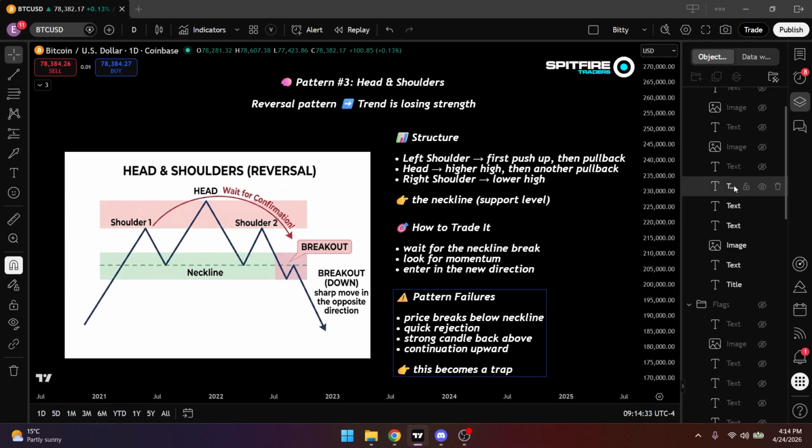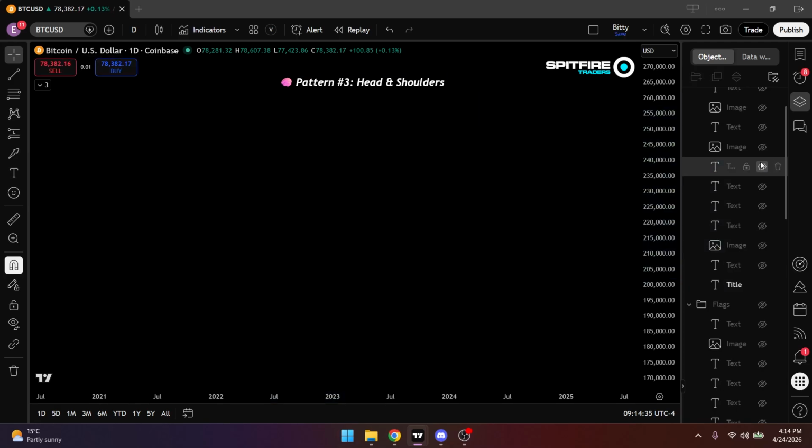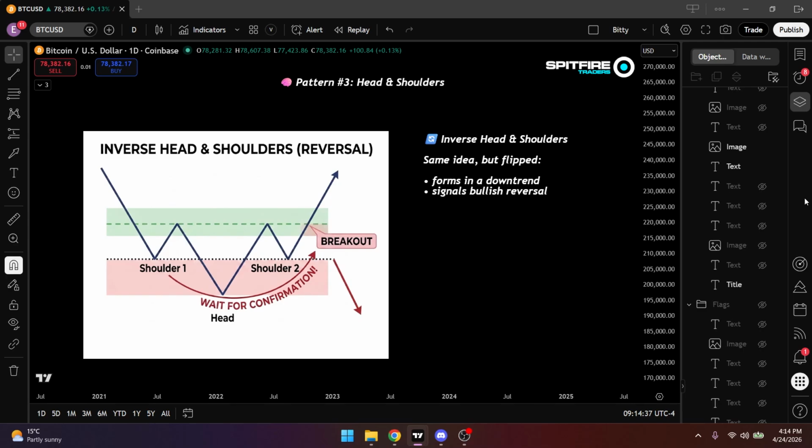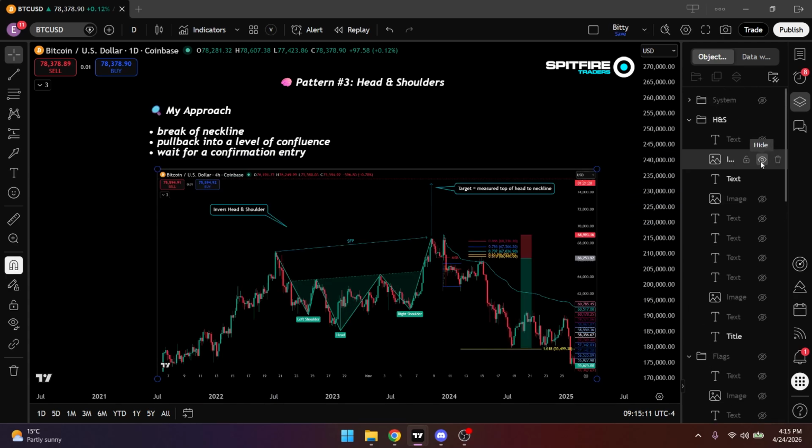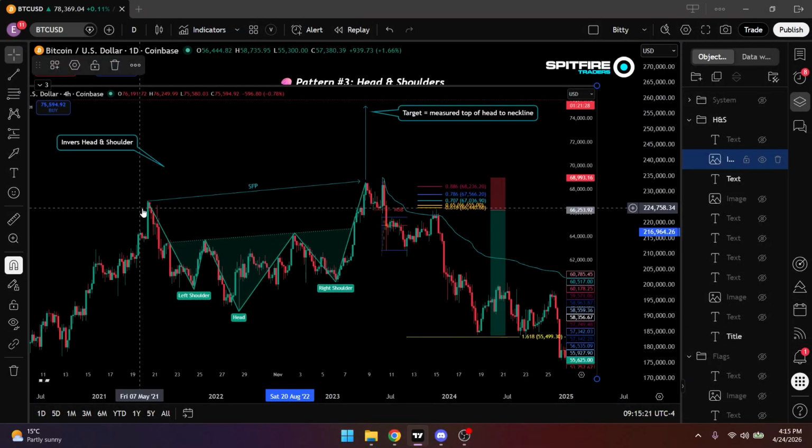The second type of head and shoulders is the inverse one, which is the same idea but flipped. We have the left shoulder, we have the head, and then we have the right shoulder where sellers cannot push price lower to make a new low. And from here, the break of the neckline gives us the breakout. Now, how to trade it without chasing the breakout? You wait for a break of the neckline, a pullback into a level of confluence, and you wait for a confirmation entry. Let's see an example. We have the pattern here.